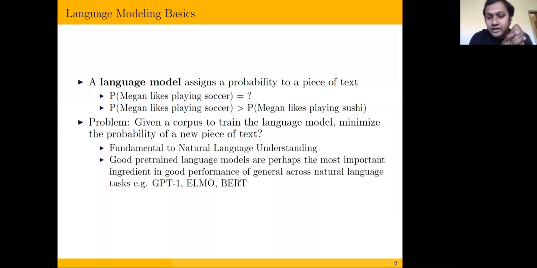It's a very fundamental problem in NLP or NLU, and most importantly, language models have been shown to be the key ingredient in most modern general purpose models that work well across natural language tasks, right? For example, GPT-1 or ELMo or BERT, these are the core ingredients of very general models that have been shown to work very well in performing different kinds of natural language processing tasks. So the type of language modeling may differ a bit, but the key problem is still the same.